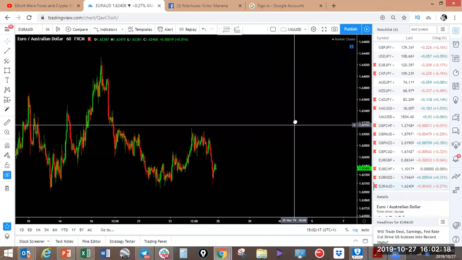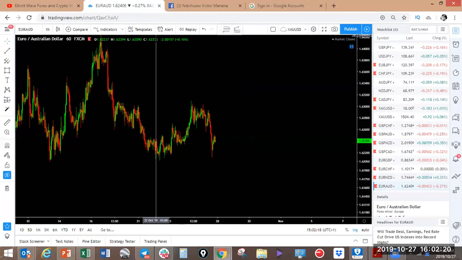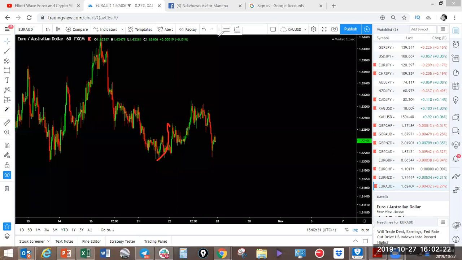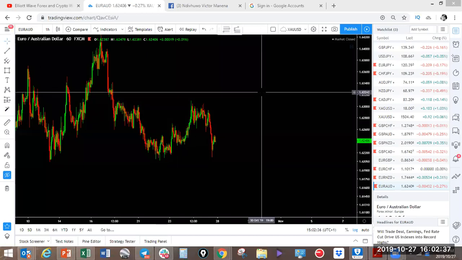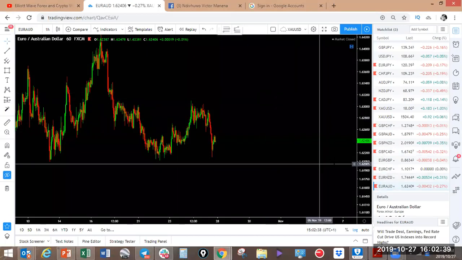Euro AUD. You can see it's already made a three-wave pullback and an impulsive move down. 1, 2, 3. It's already made an impulsive move down here. We should get a pullback here and a continuation to the downside before a move to the upside. That's Euro AUD.